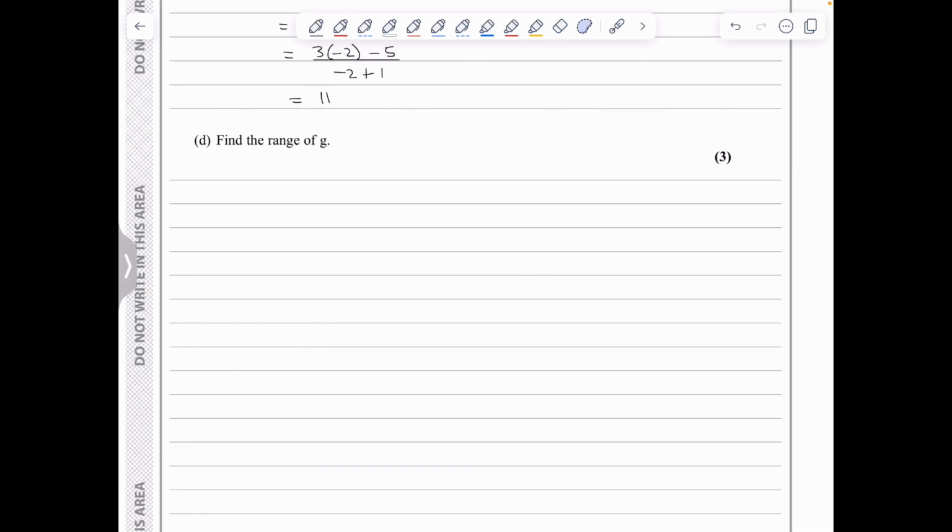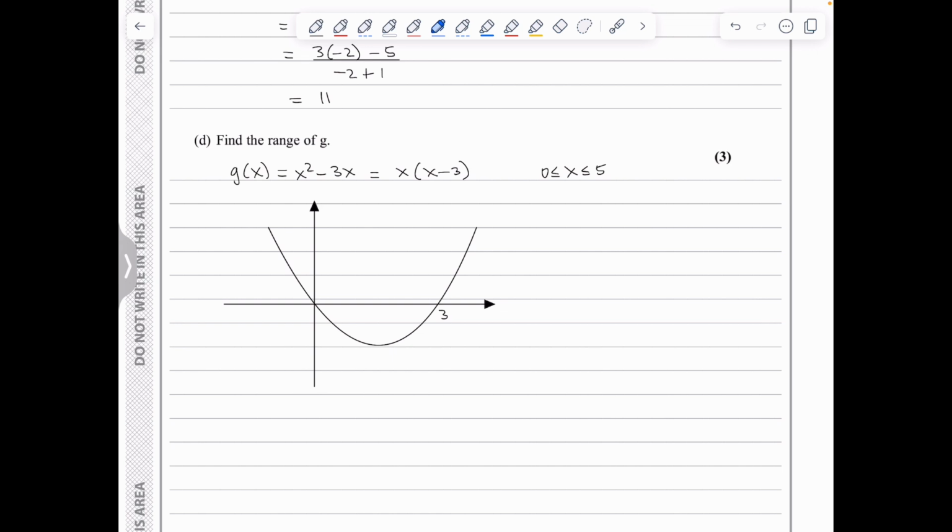In part D, we're asked to find the range of g. Well, remember that g(x) is a quadratic, x² - 3x, which can be factorized into x(x - 3). The range is the values of y, and we've got the restriction here that x is between 0 and 5. I will start by sketching this. Well, it's a smiley parabola with cuts on the x-axis, obviously at 0 and 3. So it looks something like this.